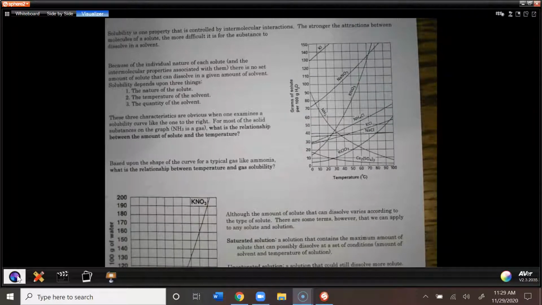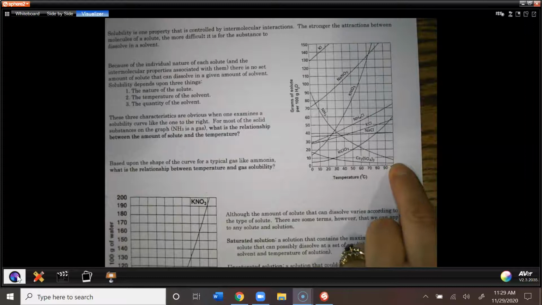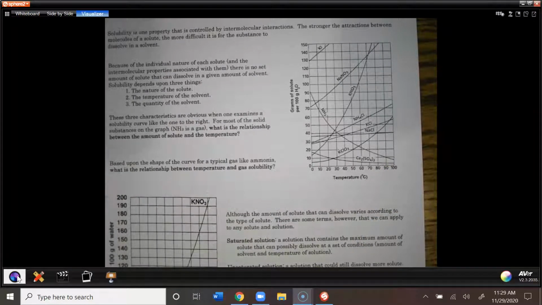So solids, for the most part, have a direct relationship between temperature and solubility. If you increase the temperature, you add more energy so you can pull apart the molecules a little more easily. Gases behave a little bit differently. Gases have an inverse relationship with temperature. As you increase the temperature, the solubility of a gas decreases. We're going to save that idea until we get to the gas unit to talk about why that is. But we want to focus for the most part on these solids.